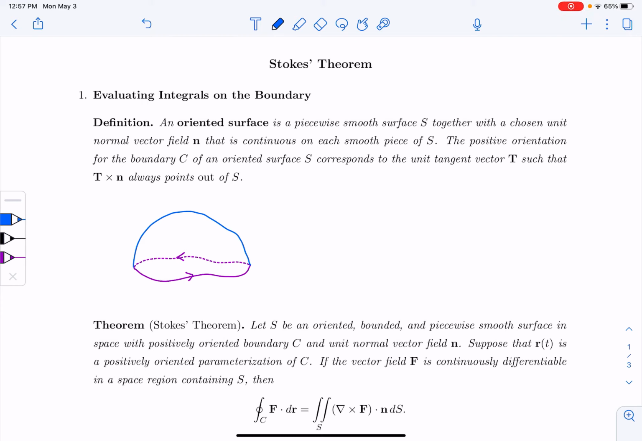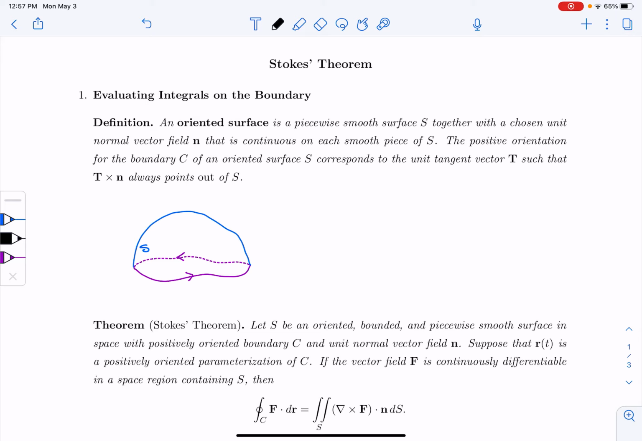Stokes' theorem is another formulation of the fundamental theorem of calculus. In this case, we're going to evaluate integrals over a surface by considering what happens on the boundary of that surface. So we will have an oriented surface, which is a piecewise smooth surface. I'll call that surface S, together with a chosen unit normal vector field n that is continuous on each smooth piece of S.